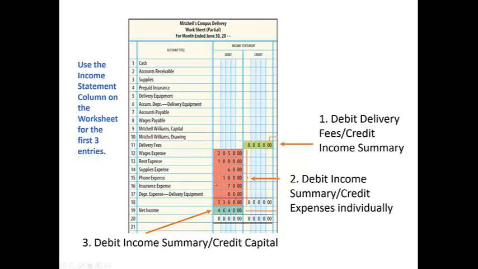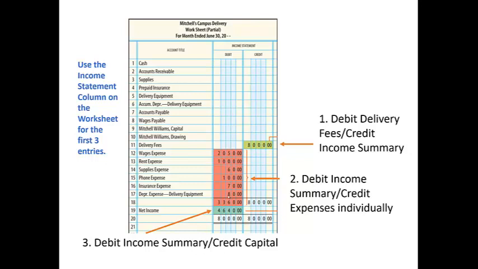Our expense accounts are next. They all have debit balances. In order to close those, I'm going to have to credit wage expense for $20.50, rent expense for $1,000, supplies expense $60, and so forth. So we're going to credit those, total them up, and then debit income summary for their total.